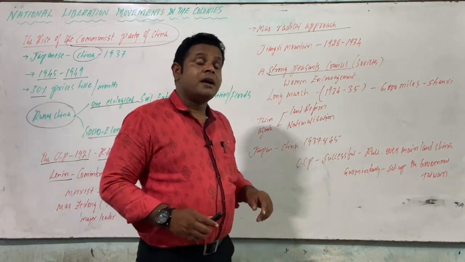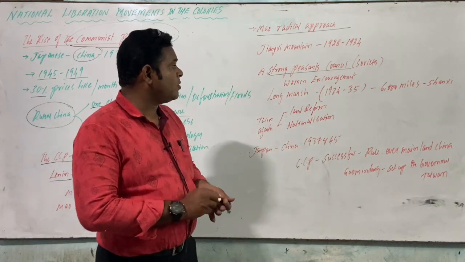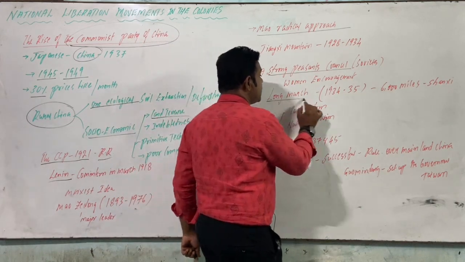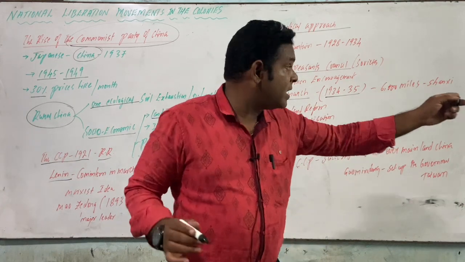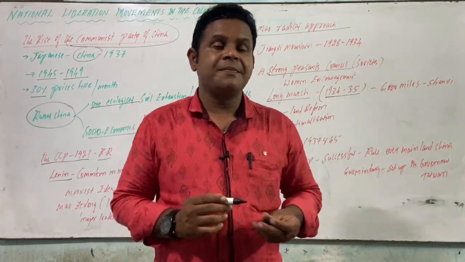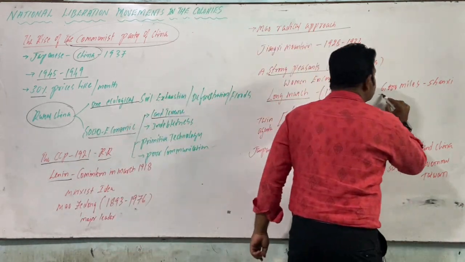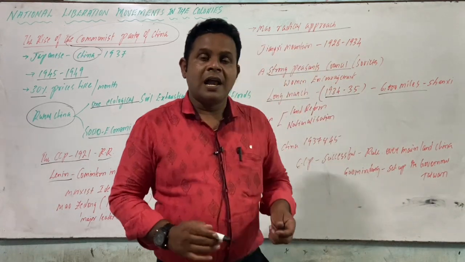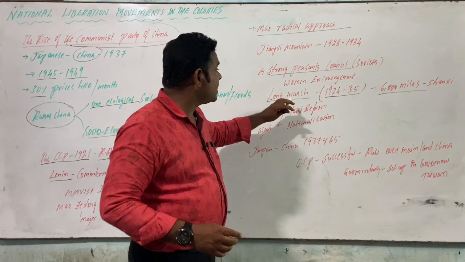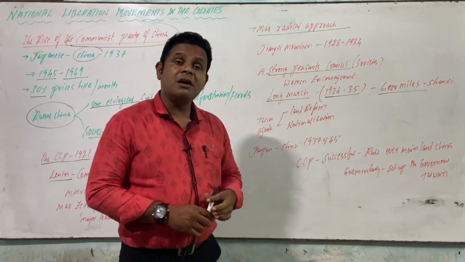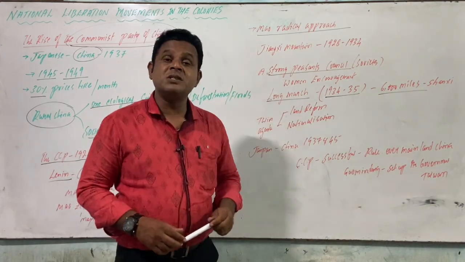And not only that, he started what we call the Long March, in the year 1934 to 35, around 6,000 miles over there in Shanxi. Around 6,000 miles he started his Long March, making a move on foot. So all that credit belongs to only one person, whose name is Mao Zedong.